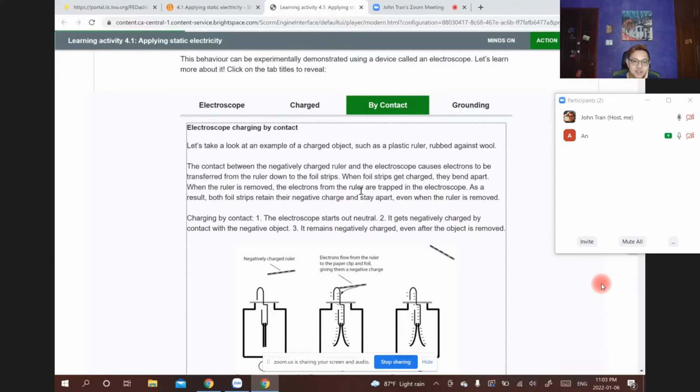Charging by contact, just touching each other, and then you basically get a charge, because the charge eventually will flow to another object.